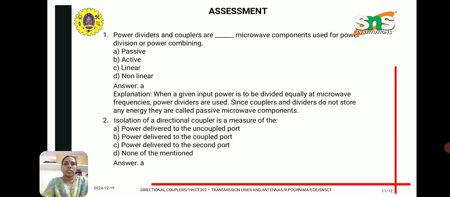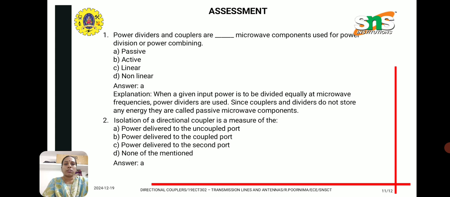Let's take the assessment questions. Power dividers and couplers are dash microwave components used for power division or power combining. The options are passive, active, linear, non-linear. Power dividers and couplers are basically passive devices, which do not store any energy, so they are called passive microwave components. So the answer is A.